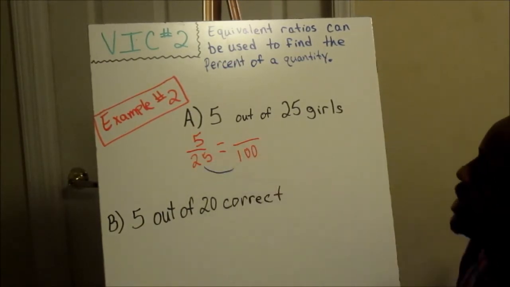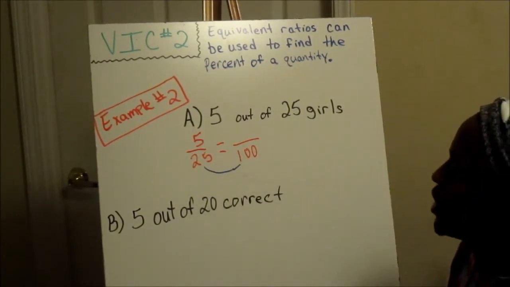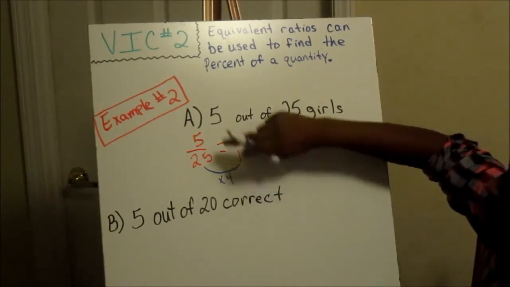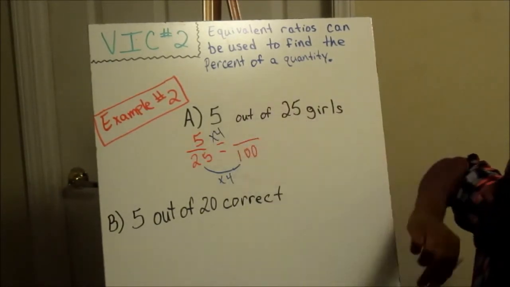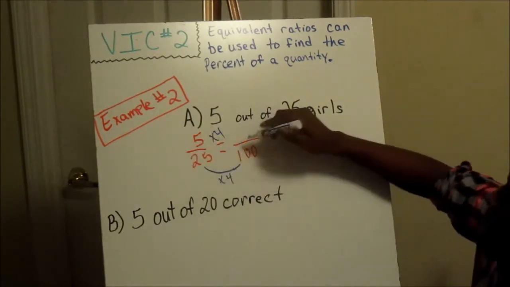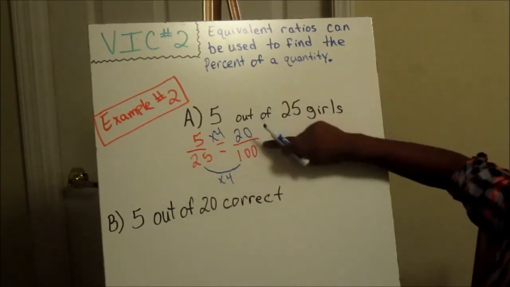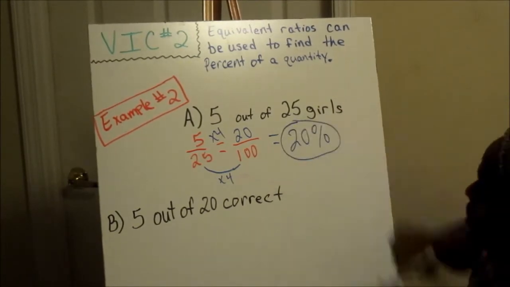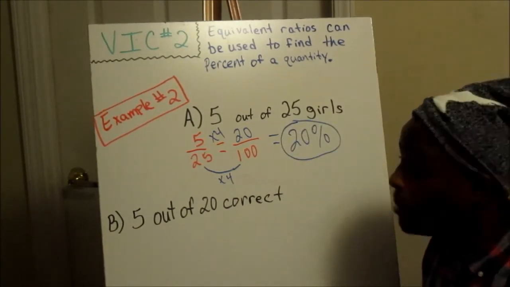So how would I get from 25 to 100? I would multiply times 4. Whatever I do to the denominator, I must do to the numerator. So I would multiply that times 4. 5 times 4 is 20, so 20 out of 100, which equals 20%. And see, that's way faster than drawing a visual model.